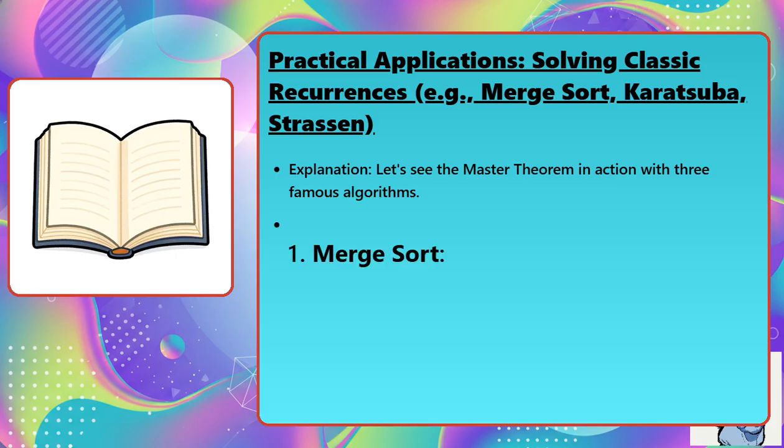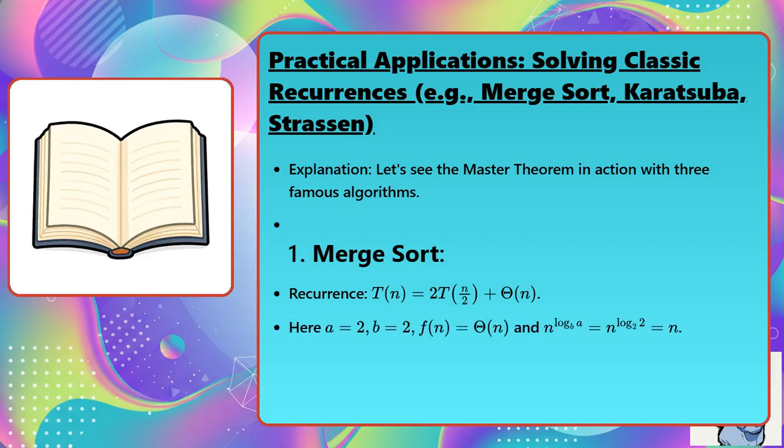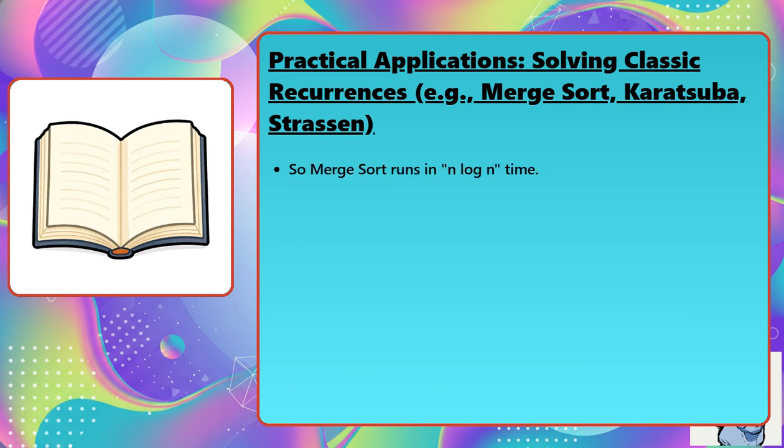1. Merge sort. Recurrence: T(n) = 2T(n/2) + Θ(n). Here a = 2, b = 2. f(n) = Θ(n), and n^(log base b of a) = n^(log base 2 of 2) = n. Because f(n) = Θ(n^(log base b of a)), case 2 with k = 0. T(n) = Θ(n log n). So merge sort runs in n log n time.